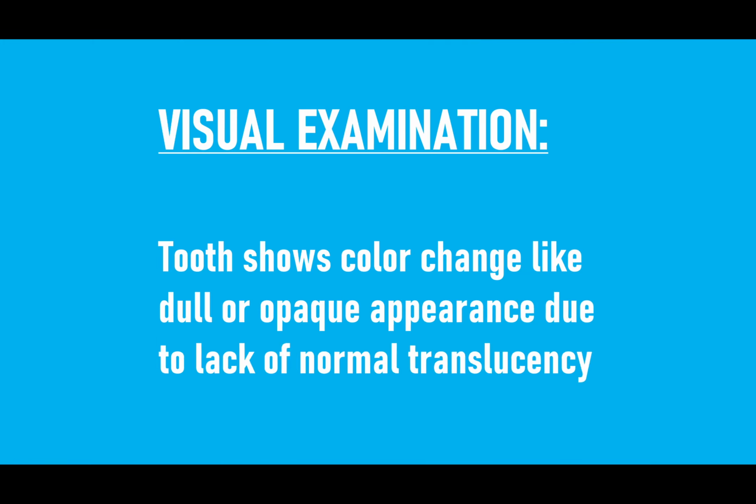Next is visual examination. The tooth shows color change like dull or opaque appearance due to lack of normal translucency. This is because when the pulp is dead, there is organic material that gets embedded in the dentine, and when it gets embedded in the dentine, the color of the tooth changes to an opaque or dull appearance.